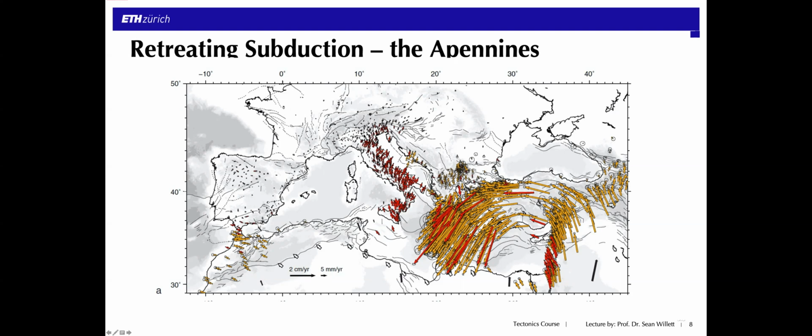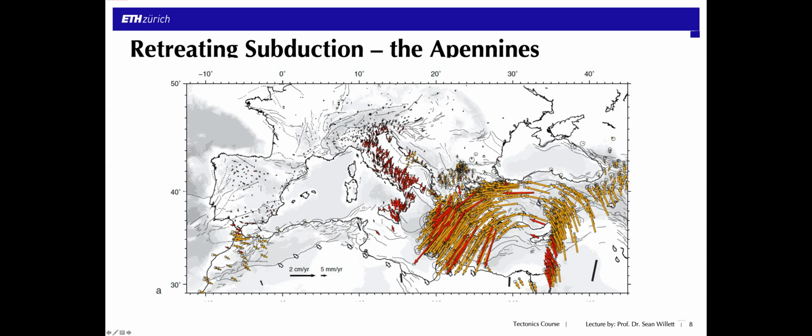The Apennines are a smaller version of this. The motion of the Italian peninsula is dominantly to the northeast relative to Europe. That means that there is convergence across this zone, and I'll show that again a little bit better in another slide, but there's convergence in this region, which is really representing the subduction.